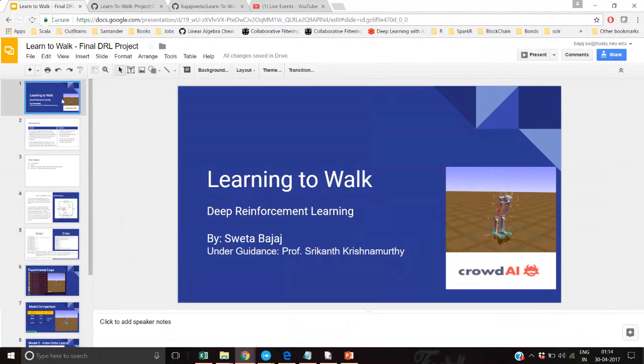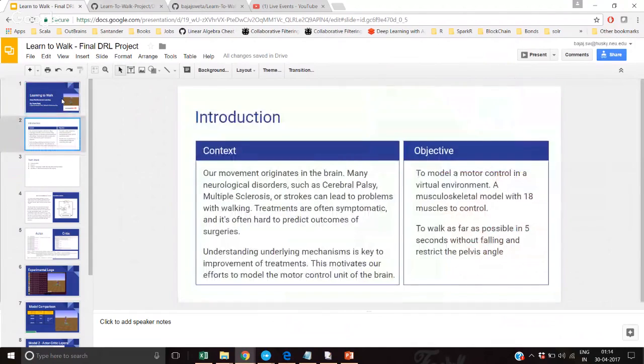So I chose this competition from the Crowd AI website where we have to try to make these simulated muscles learn to walk. The context or introduction to this project is that when a person who's suffering from neurological disorders or cerebral palsy goes through surgeries, what is the outcome that we predict for that person to walk? So this would help in that area. This is my understanding of the introduction.